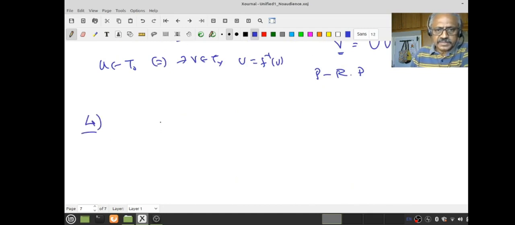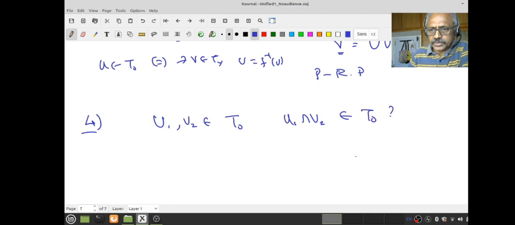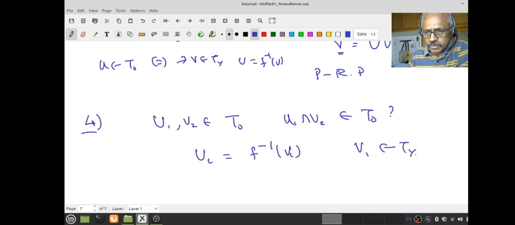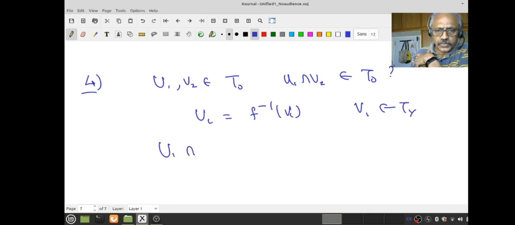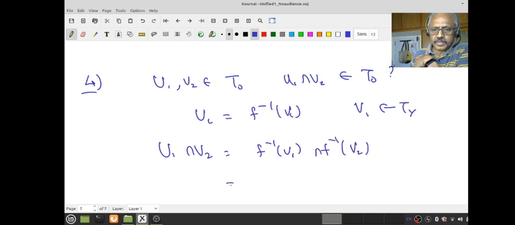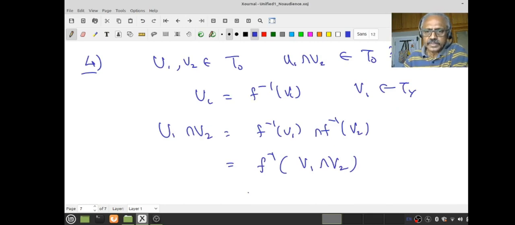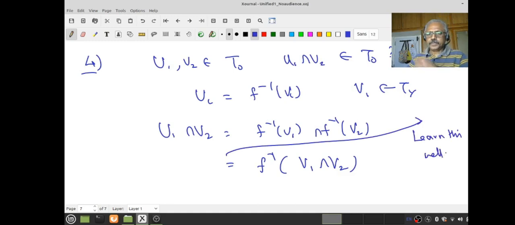So the last one, finite intersection. Let us look at U1 and U2, both in tau naught. Then I have to show U1 intersection U2 is in tau naught. Again, U_i is f inverse of V_i, and V_i is open in Y. Now, what is U1 intersection U2? This is f inverse of V1 intersection f inverse of V2. And again, as I said, inverse images behave well with respect to intersections, arbitrary intersections, in particular finite intersections. This is nothing other than f inverse of V1 intersection V2. Again, learn this well. In fact, arbitrary is true.